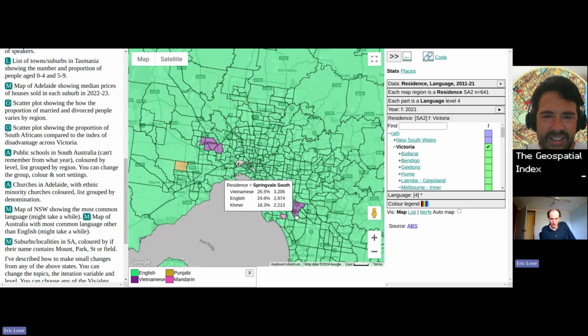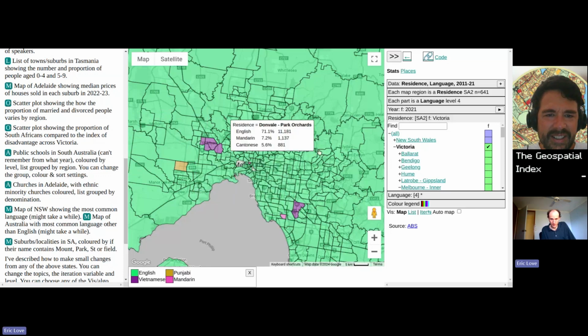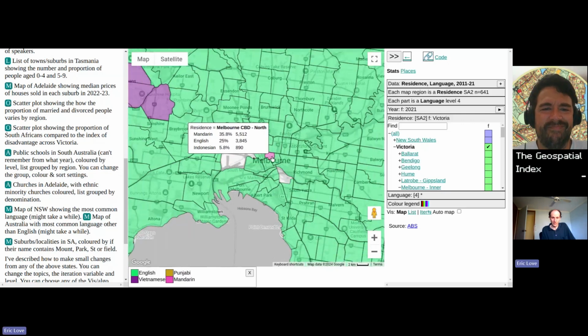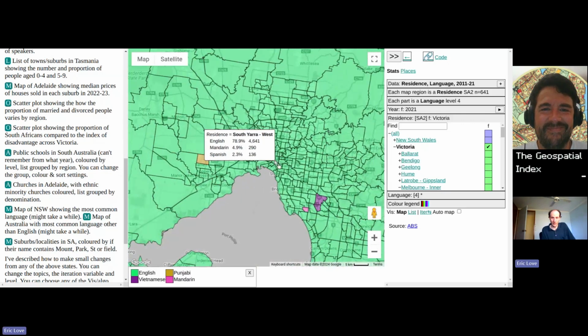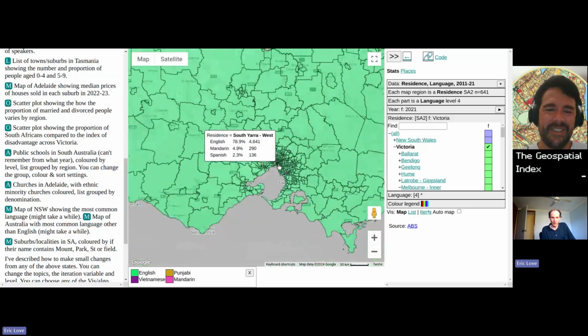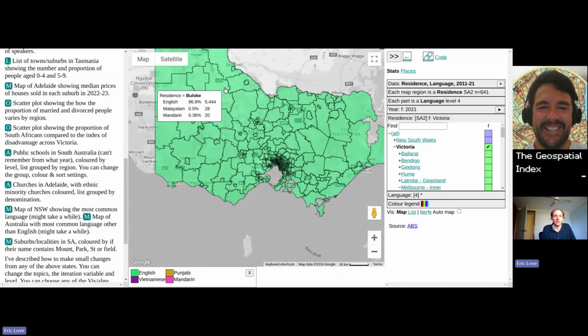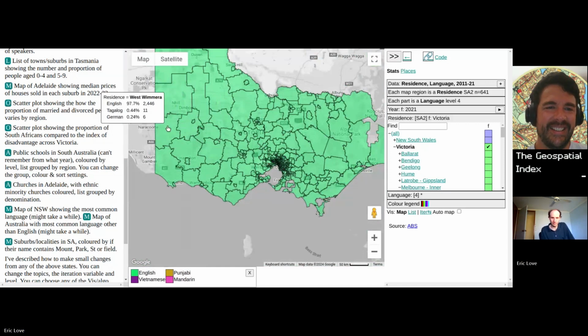Springvale, Vietnamese is big, and here that's little. What have they got in the city? Melbourne CBD North, Mandarin 36, English 25. So yeah, there are places where the English only speakers are quite the minority. But then if you go anywhere out in the country, it'll be more than 90% only speak English.